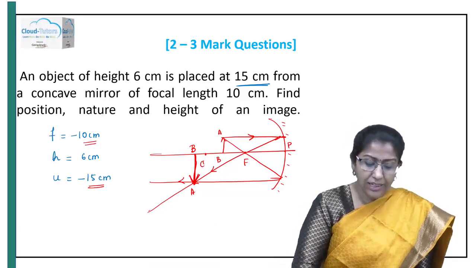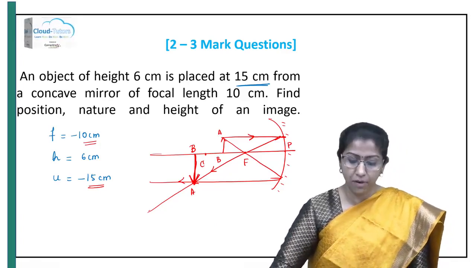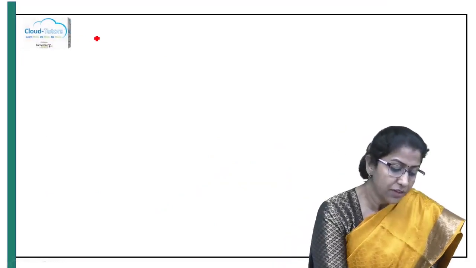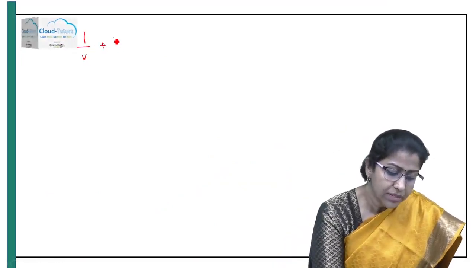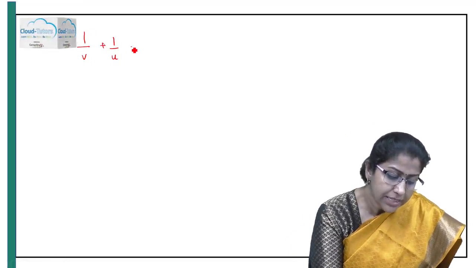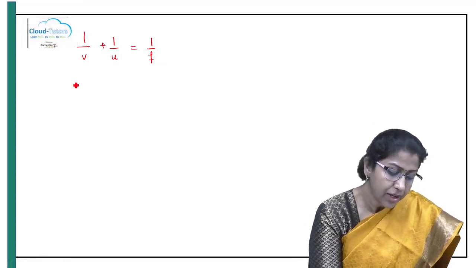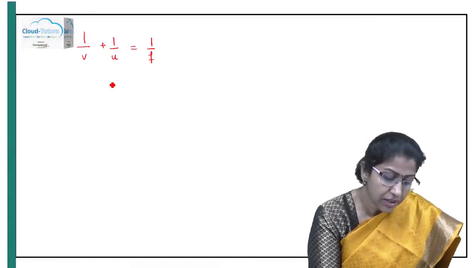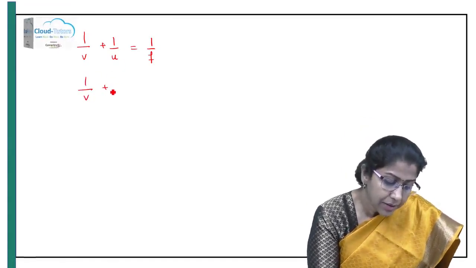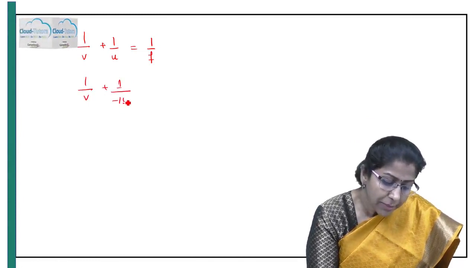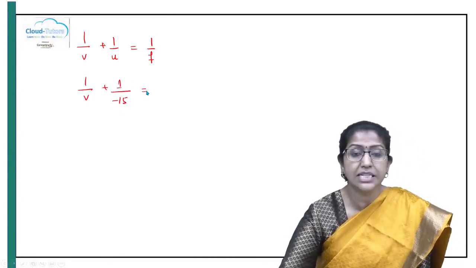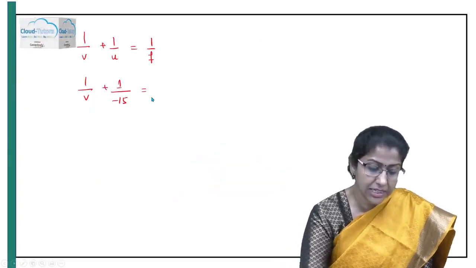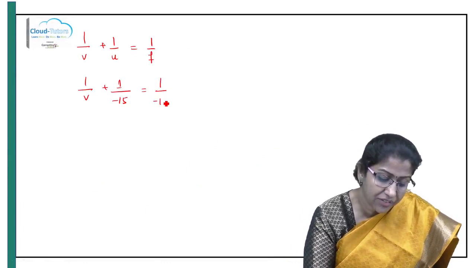Now, in order to calculate the image distance, let's use the mirror formula. What is the mirror formula? It is 1 by U plus 1 by V is equal to 1 by F. What is V here? We do not know. That is what we are supposed to find out. What is U here? It is 1 by minus 15, because as you have seen here, it is 15 centimeters as the object distance, and F is nothing but negative 10.